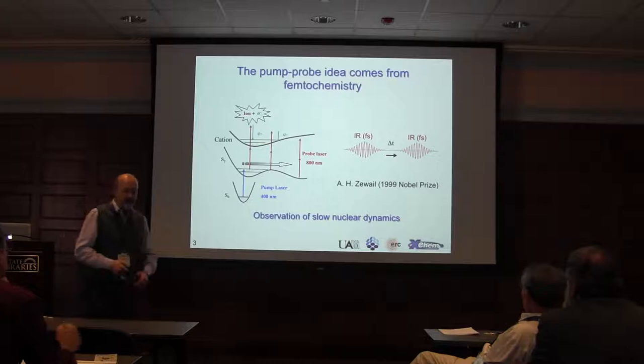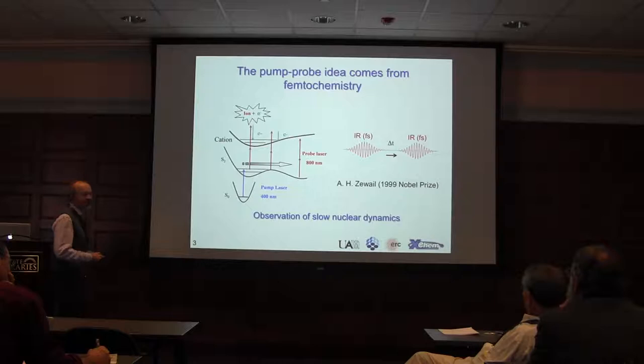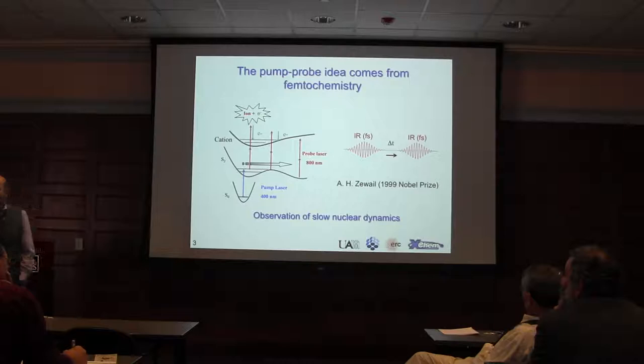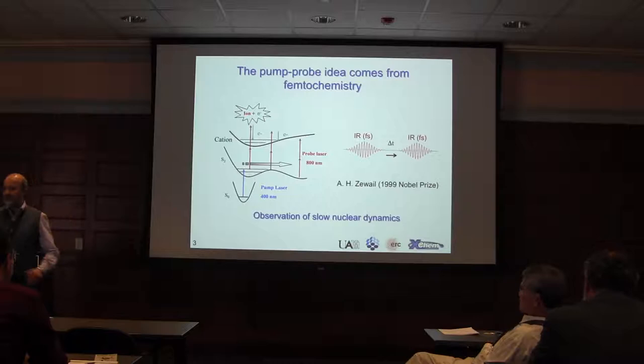from those experiments. And the idea of pump probe comes from femtochemistry. So in a typical pump probe experiment, what you do is you excite your molecule from the ground state and you induce some dynamics in excited states of the molecule. And then later on, you probe these dynamics by using another pulse that may excite the molecule more or ionize it. And then by varying the time delay between the pump and the probe, you expect to learn how this molecule behaves in the excited state.